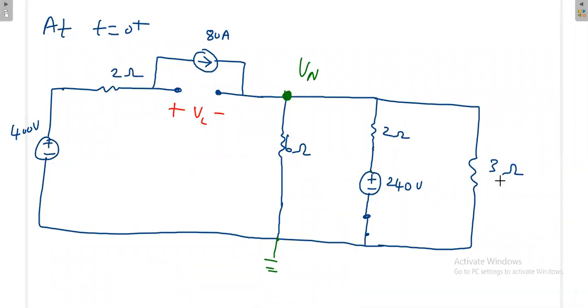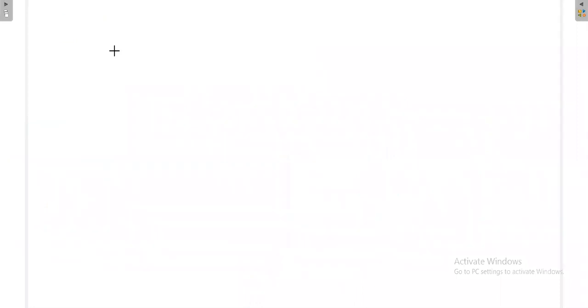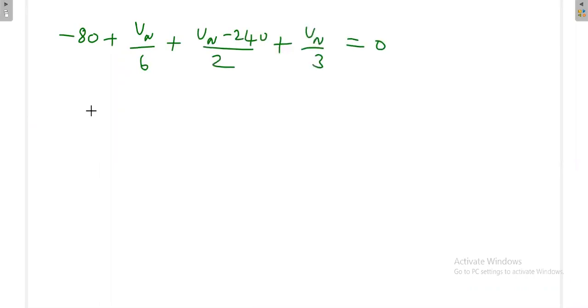In this branch it is simply Vn by 3. So I'll write the nodal equation. The nodal equation is current leaving the branch: minus 80, plus Vn by 6, plus Vn minus 240 divided by 2, plus Vn by 3 is equal to 0. So finally the nodal voltage is 200 volt.